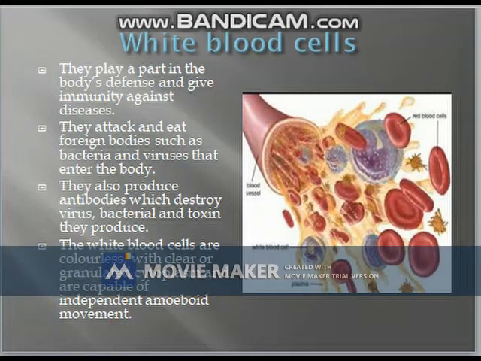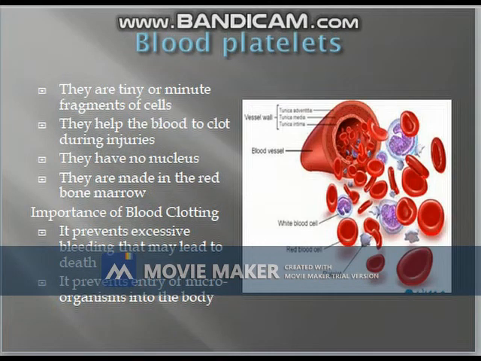The blood platelets. They are tiny or minute fragments of cells. Their main function is to help the blood to clot during injuries. They have no nucleus. They are made in the red bone marrow. So you can see the blood platelets in the diagram. Now, the general importance of why the blood must clot when there is a cut is that it prevents excessive bleeding that may lead to death. It prevents entry of microorganisms into the body.